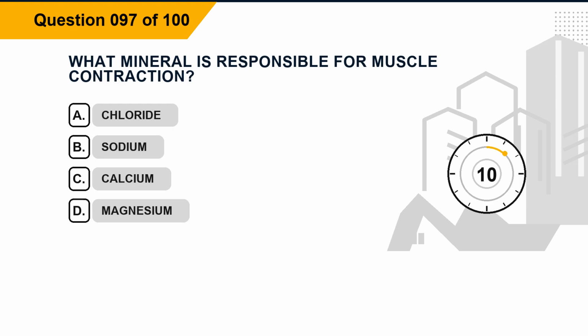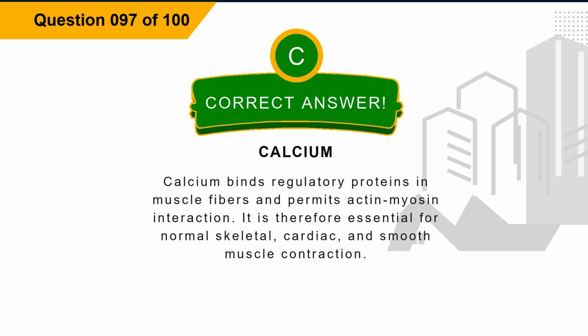Question 97. What mineral is responsible for muscle contraction? Option A, chloride. Option B, sodium. Option C, calcium. Option D, magnesium. The correct answer is option C, calcium. Explanation: calcium binds regulatory proteins in muscle fibers and permits actin-myosin interaction. It is therefore essential for normal skeletal, cardiac, and smooth muscle contraction.